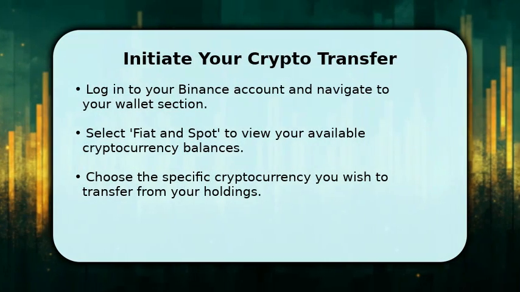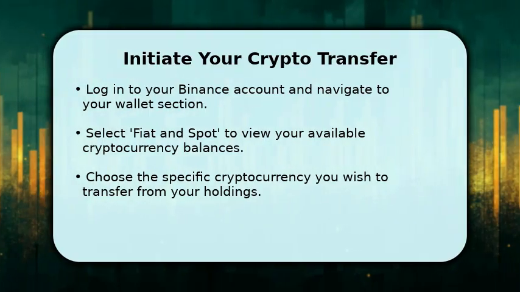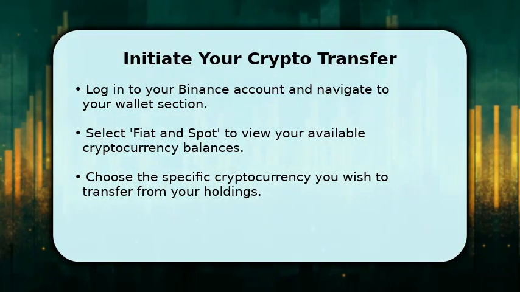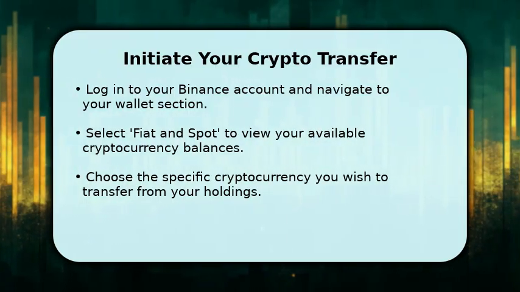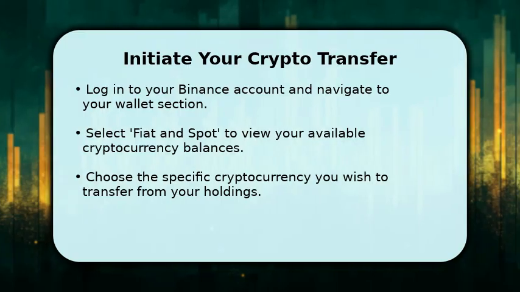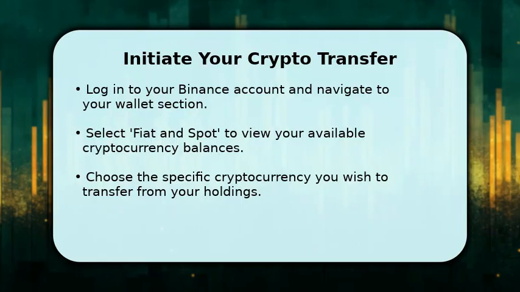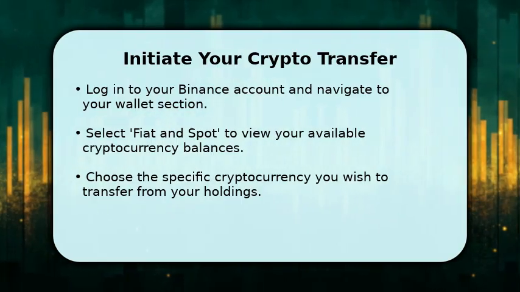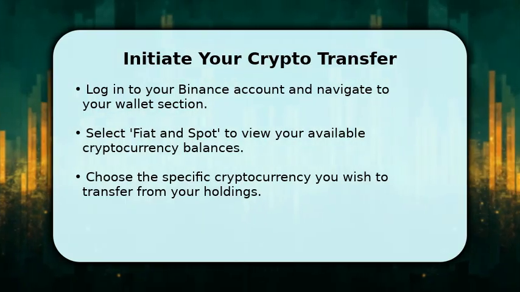To begin your transfer, first log into your Binance account. Once logged in, head over to your wallet and then select Fiat and Spot. Here, you'll see a list of all your cryptocurrencies. Find the coin you intend to send, for example, Bitcoin or USD. After locating it, click on the Withdraw button associated with that particular asset. This action will open the withdrawal interface, where you'll input the transfer details.